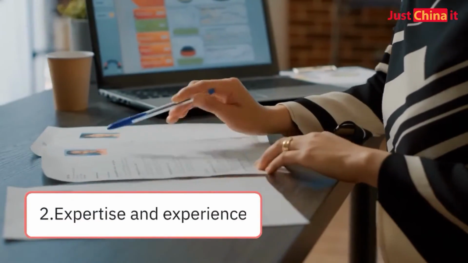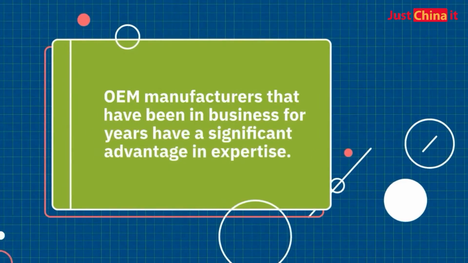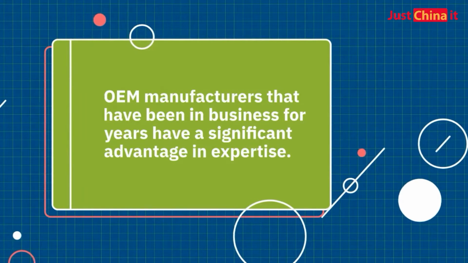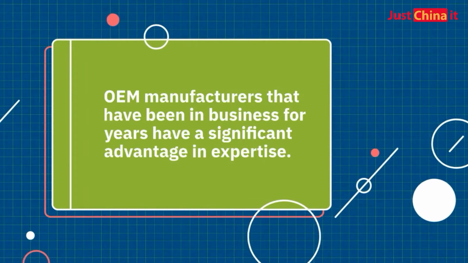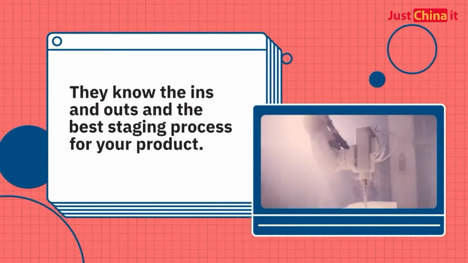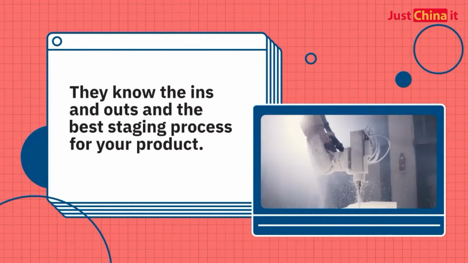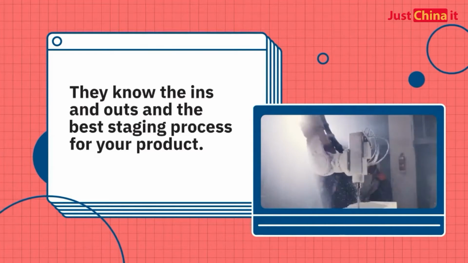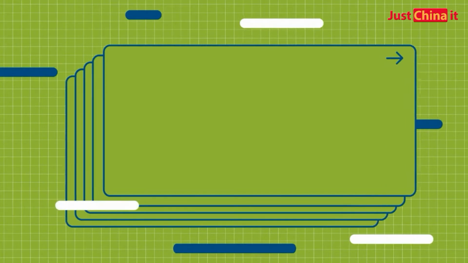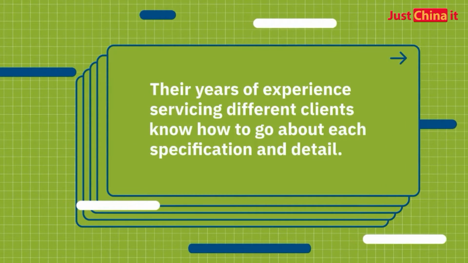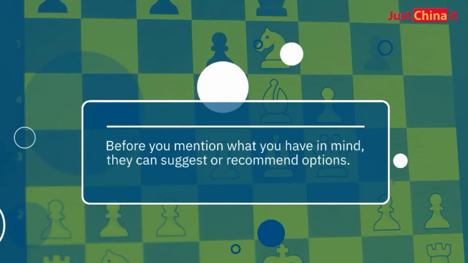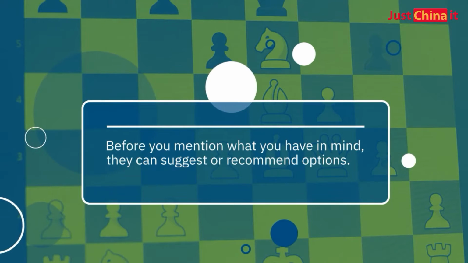2. Expertise and experience. OEM manufacturers that have been in business for years have a significant advantage in expertise. They know the ins and outs and the best staging process for your product. They know when to be proactive and can fix issues right away. Their years of experience servicing different clients know how to go about each specification and detail. Before you mention what you have in mind, they can suggest or recommend options.